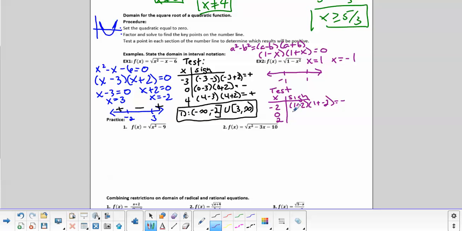When I plug in 0, I have 1 minus 0, 1 plus 0. Positive and positive, that gives me a positive result. And when I plug in 2, I have 1 minus 2, 1 plus 2. So negative times positive is negative. So on my number line, this section gives me a negative result, this section gives me a positive result, and this section gives me a negative result. So my domain is just the numbers between negative 1 and 1.